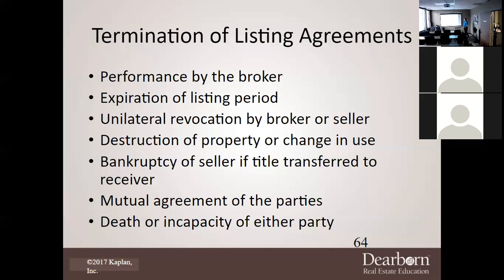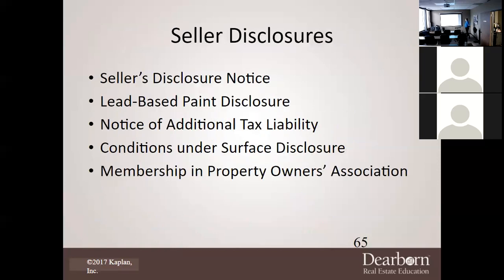There could also be destruction of the property. Eugene could have gone out there, been in his shed working, and caught a fire and burnt the whole house down. Guess what? Destroyed property. Or there could be a change in use. Zoning could have changed. Can't sell it residential anymore because now it's commercial. If there's bankruptcy of the seller, then in that situation it's pretty much done. If there are mutual agreements of the parties, both could say, you know what, I'm not going to represent you anymore. Yeah, I agree. Okay, we're good. Or there could be just death or incapacity of either party.